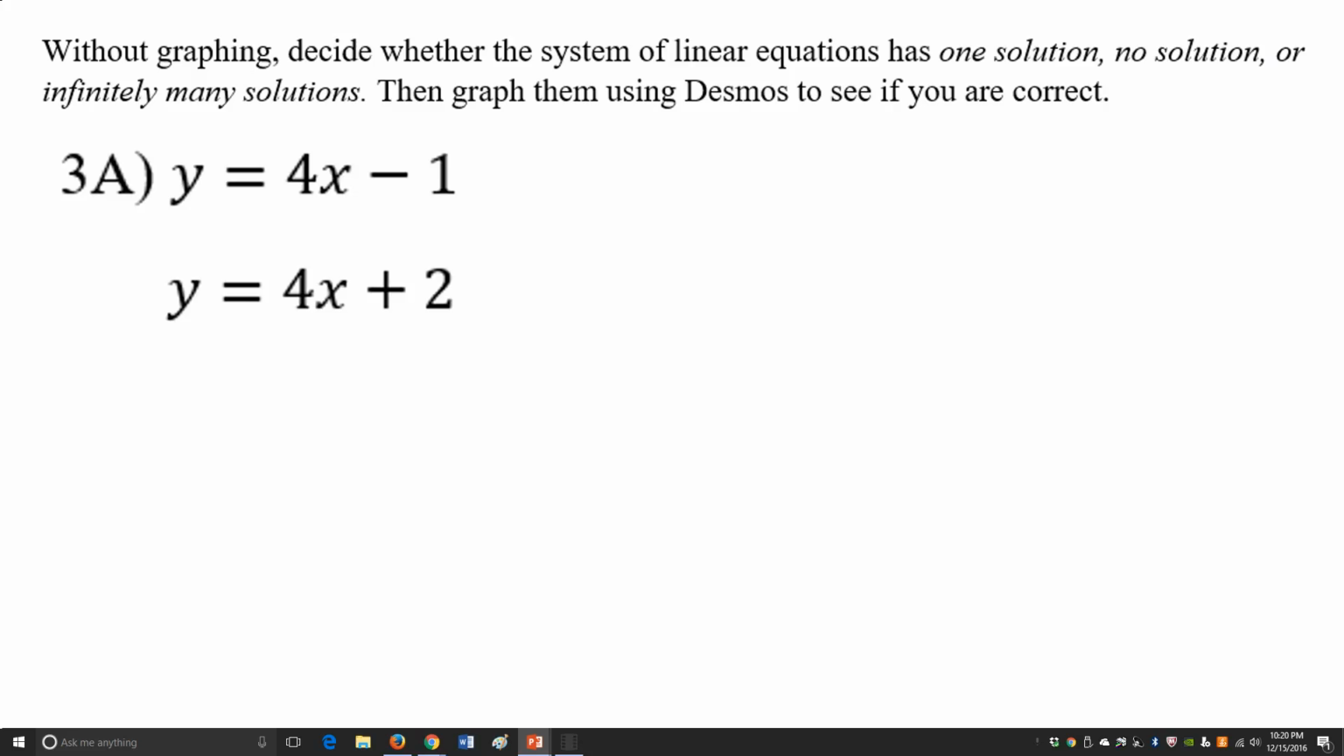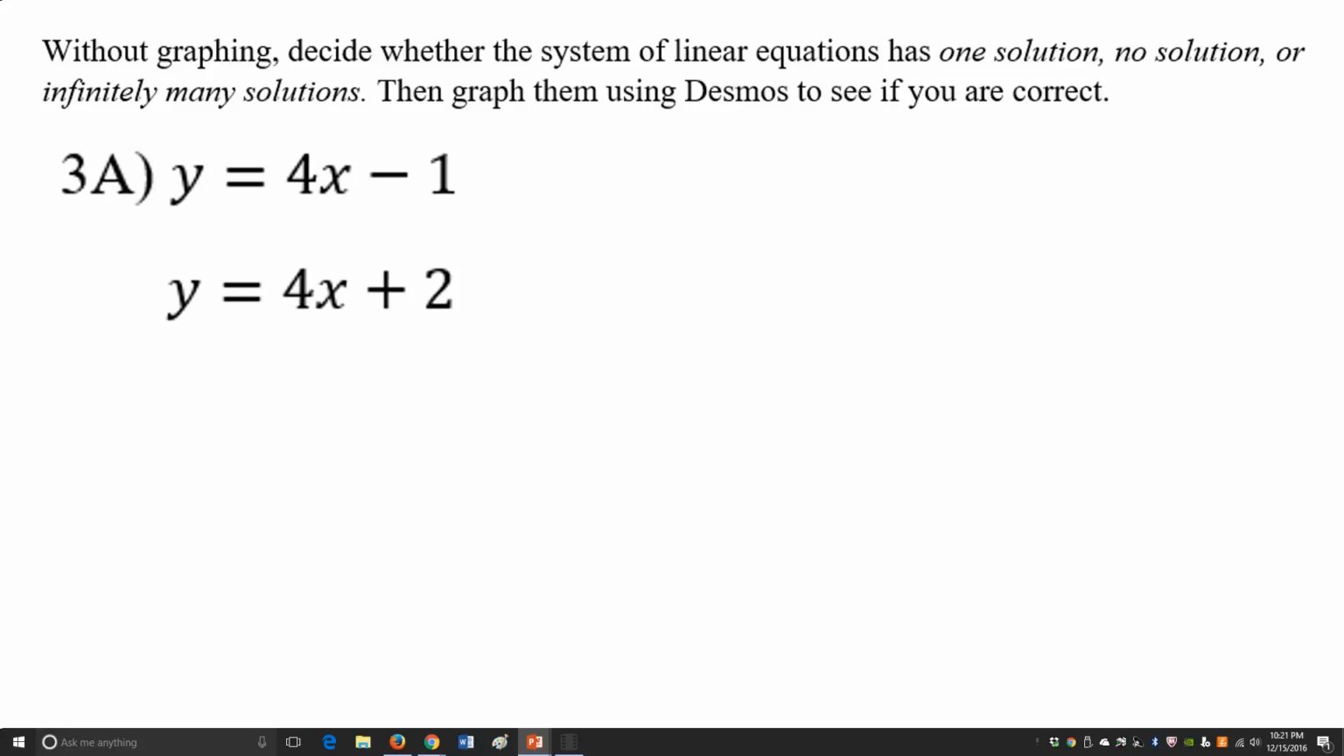Now, what we're supposed to be able to do is to identify these without a graph. So you have to kind of imagine what it would look like without Desmos. But today you could check with Desmos to see if you're correct when needed. But we're supposed to be able to do them without a graph.